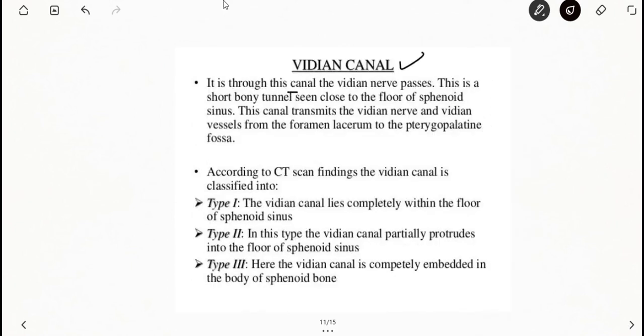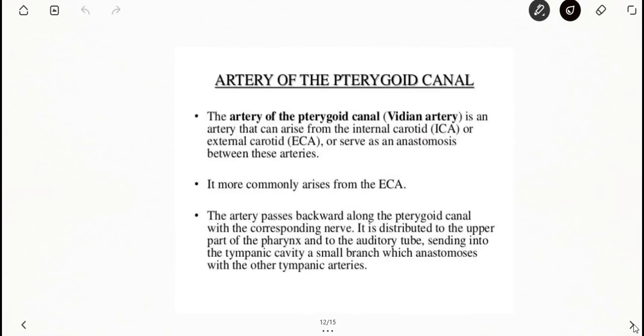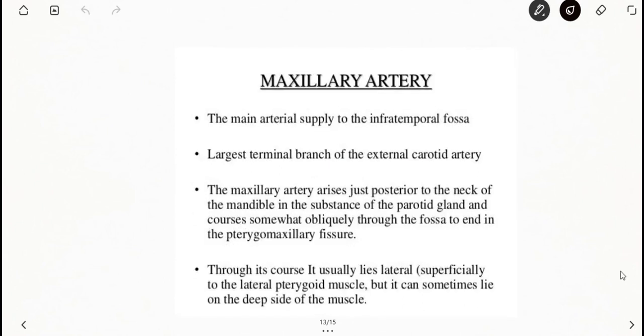Vidian canal, it is through this canal the Vidian nerve passes. It is a short bony tunnel that is seen close to the floor of sphenoid sinus. It contains the Vidian nerve and Vidian vessels from the foramen lacerum to the pterygopalatine fossa. The artery of pterygoid canal is the Vidian artery. It is an artery that arises from the internal carotid artery or external carotid artery or serves as anastomosis between these arteries.